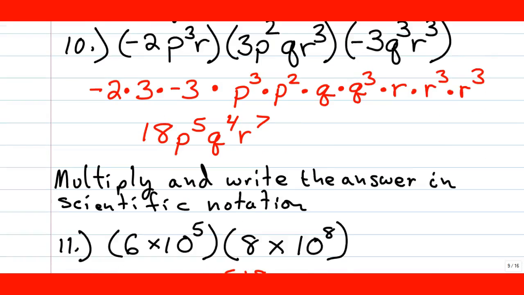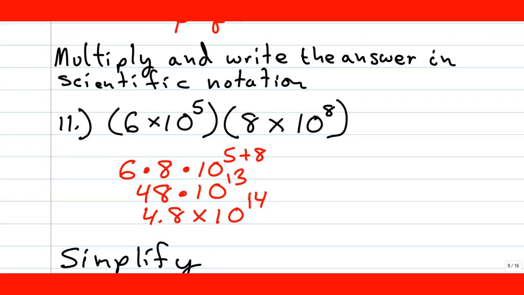Moving on to question number 11. The instructions read, multiply and write the answer in scientific notation. So we have 6 times 10 to the 5th power and 8 times 10 to the 8th power. So we're going to look at the constants first, the 6 and the 8. 6 times 8 to get a 48.